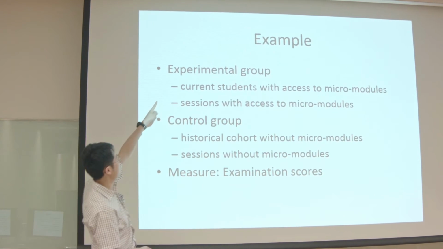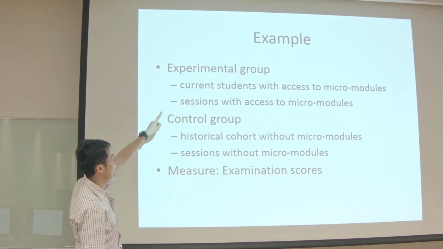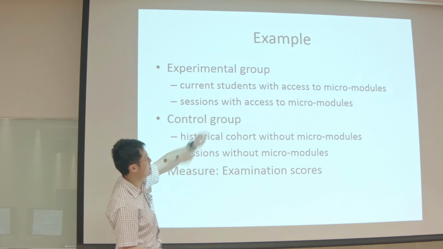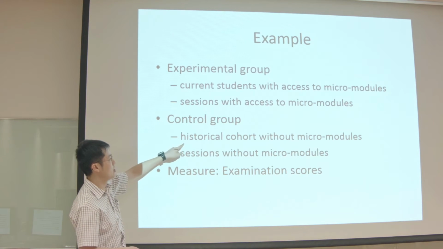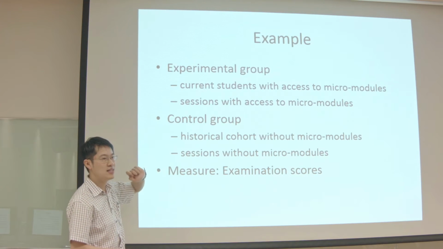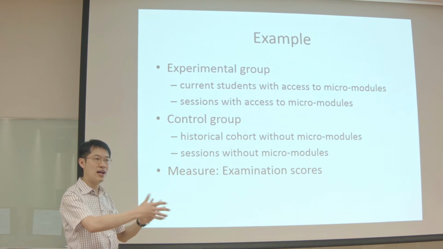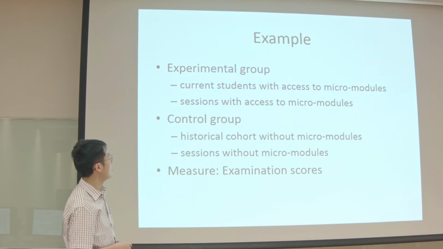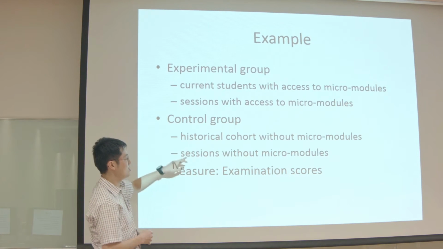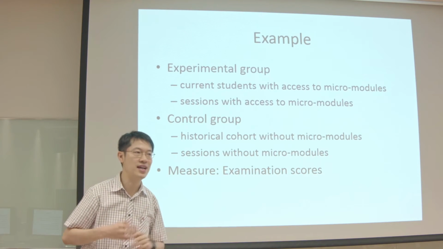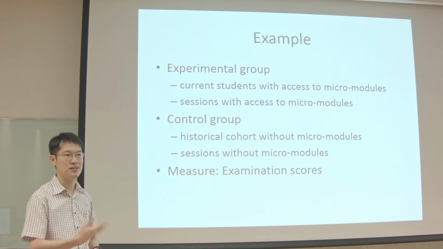For example, for the experimental group, you can choose current students with access to micromodules and compare it with the historical cohort, okay? Then it will be comparing across different years. Or you can have two sessions. One is with access to micromodules and the other is without, okay? So that is also a possibility.